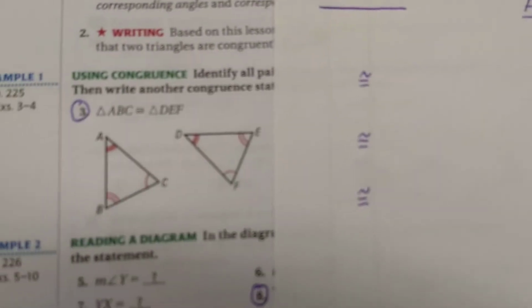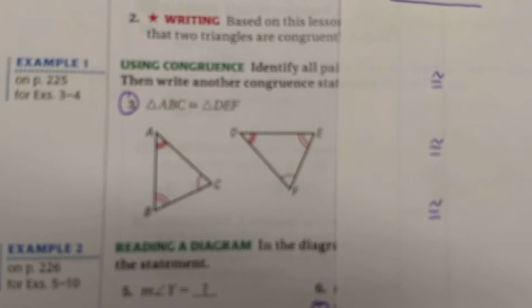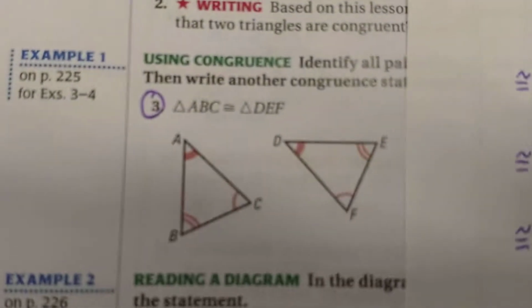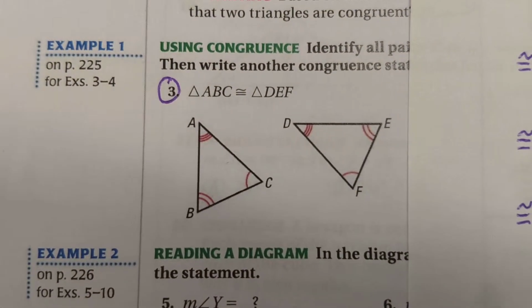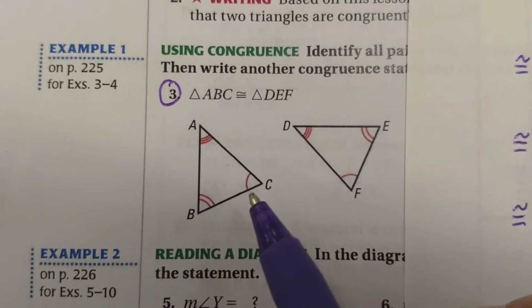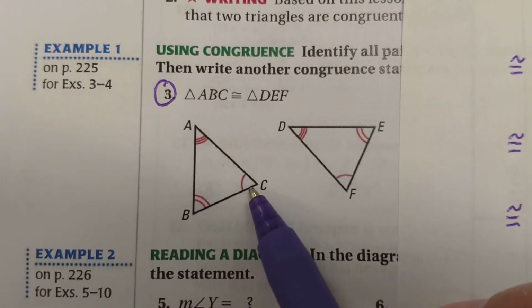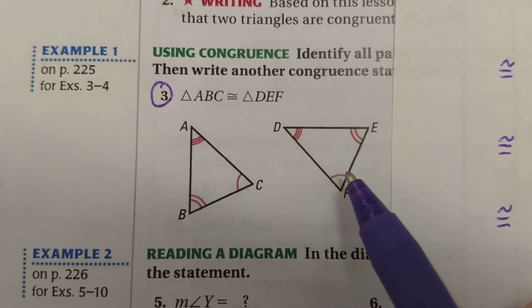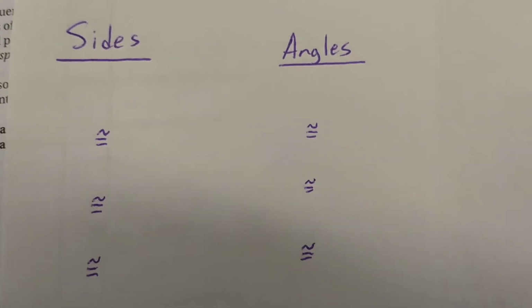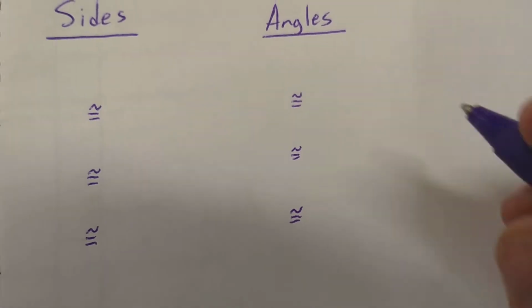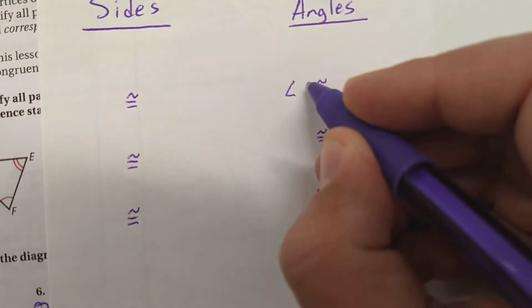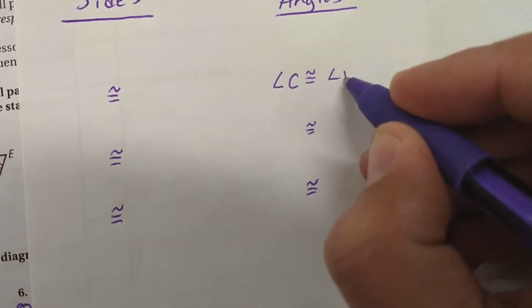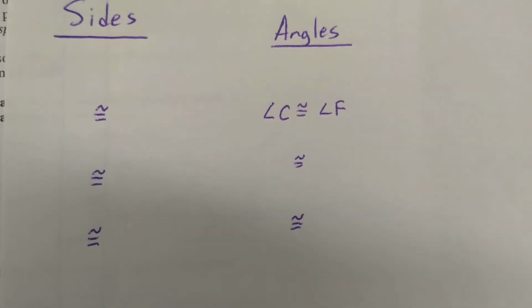It's probably in this case easiest to identify the angles first, since those are what we have our markings with. So let's do that. I'm going to look at the first triangle here, and angle C has just one arc going across it, and that matches up with angle F. So one of the angle congruence statements that I could write is that angle C and angle F are congruent.